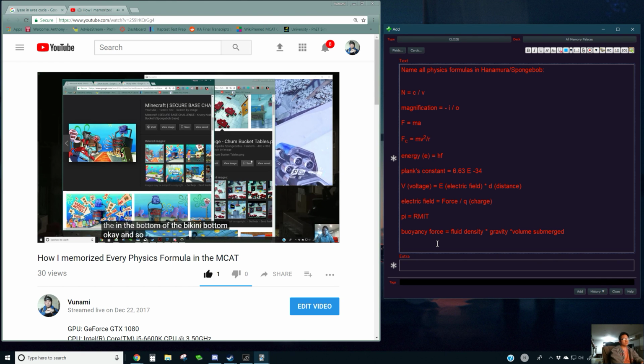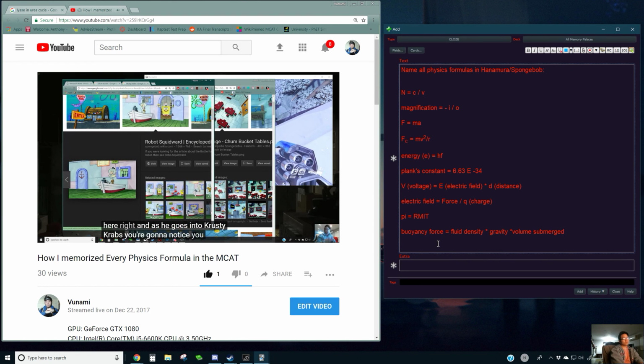Okay? And so he turns off the buoyancy force, and then he walks towards the Krusty Krab as he planned to get that secret formula. So he goes into the Krusty Krab, which is shown here, right? And as he goes into the Krusty Krab, you're going to notice, you probably remember the inside of the Krusty Krab, where a cashier is over there, there's a menu over here, and he's going to ask, take your order.